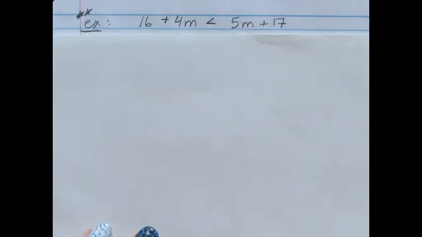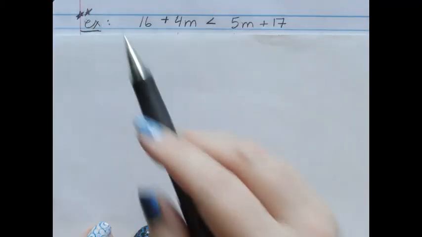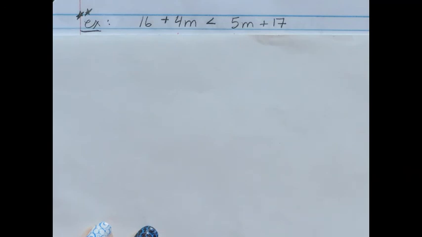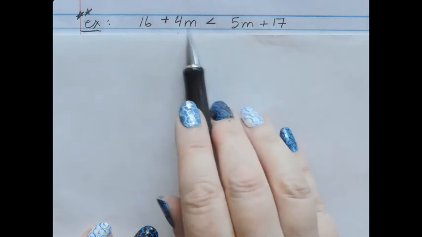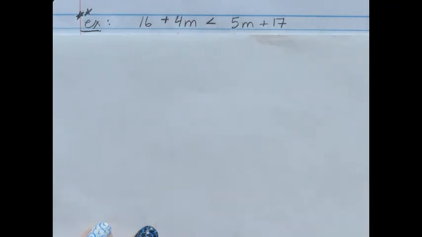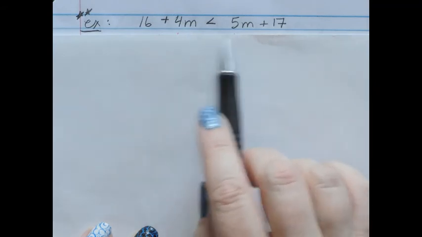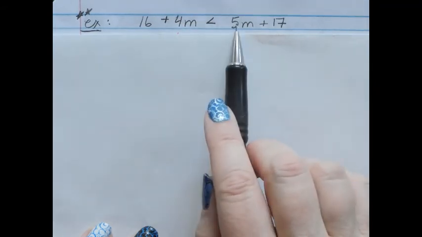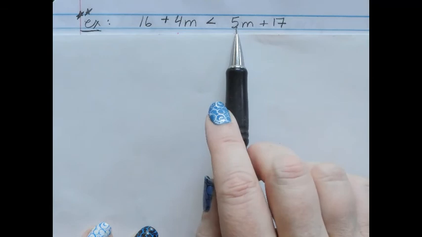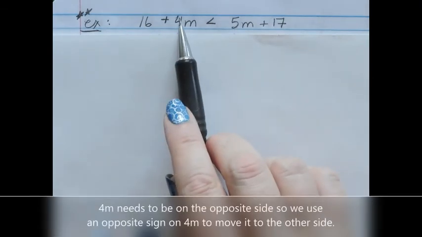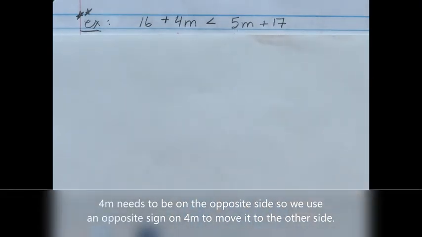Got a gorgeous problem right here, folks. It's a double star, so something interesting is happening here, or it's hard. So let's talk about this. I've got m's on both sides. I need a variable on one side of this problem only. So what I'm going to do is look at my m's. I see a 4 and a 5. The 5 is larger, so I'm going to move the 4m over to the other side.